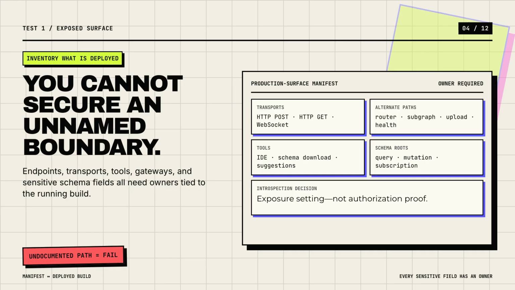The pass condition is an owned production surface manifest tied to the deployed build. A failure is an undocumented endpoint, an IDE left open accidentally, a mutation reachable through an unexpected gateway, or a schema whose sensitive fields have no named owner. You cannot secure a boundary that the team has not enumerated.